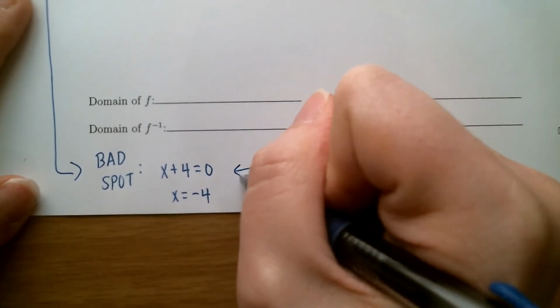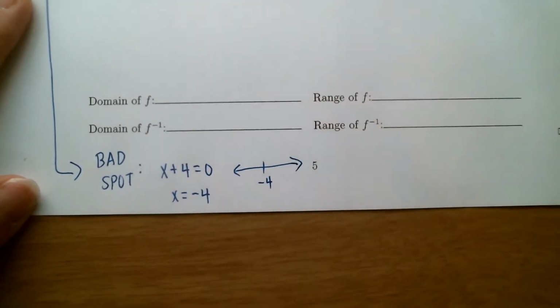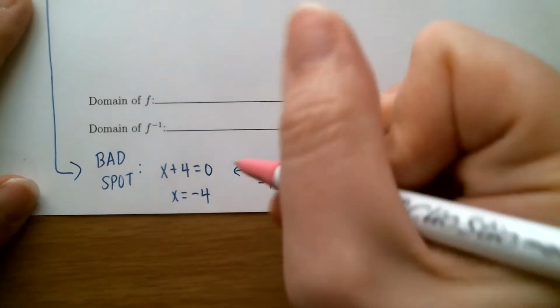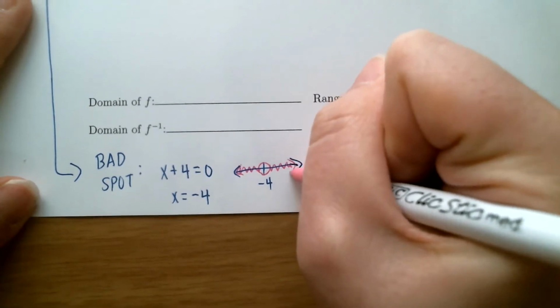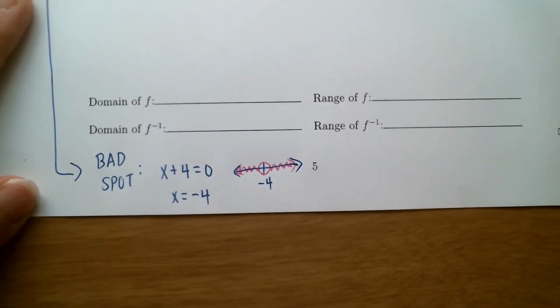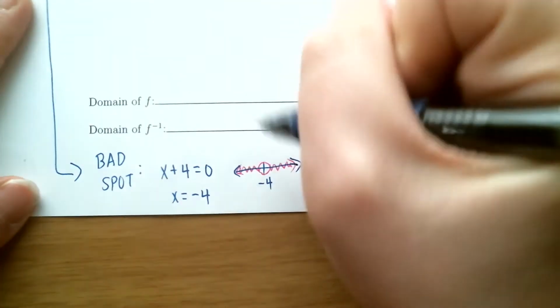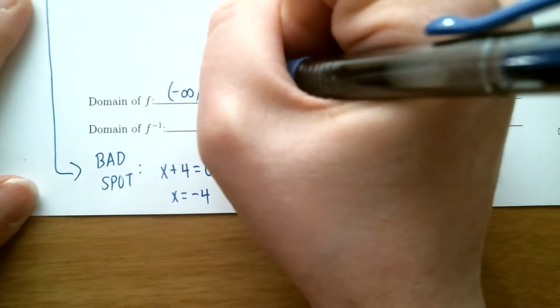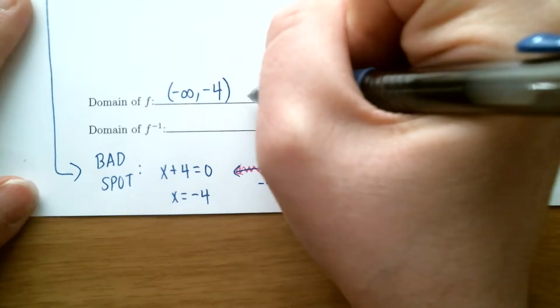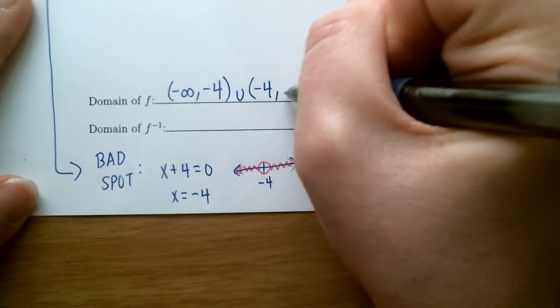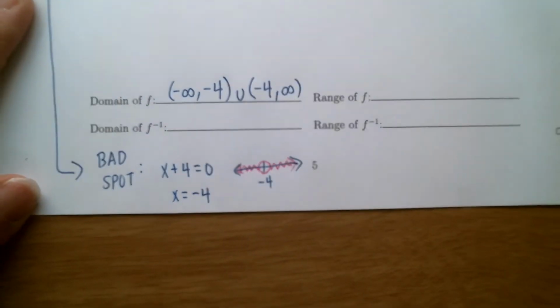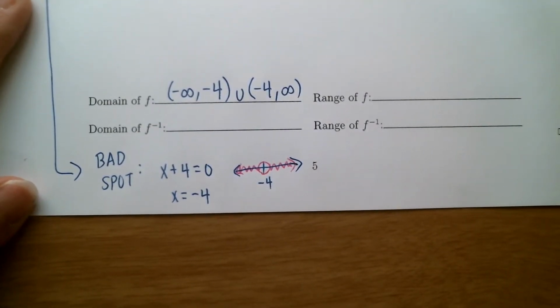So we draw our little picture. Negative 4 is the bad spot, so I want to get rid of it with an open circle. Everything else is good. So the domain of the original function is going to be all real numbers except for negative 4. So it's going to be from negative infinity to negative 4, throw it out with a parentheses, and then pick up on the other side of negative 4 and go off to infinity. So that is the domain of the original.